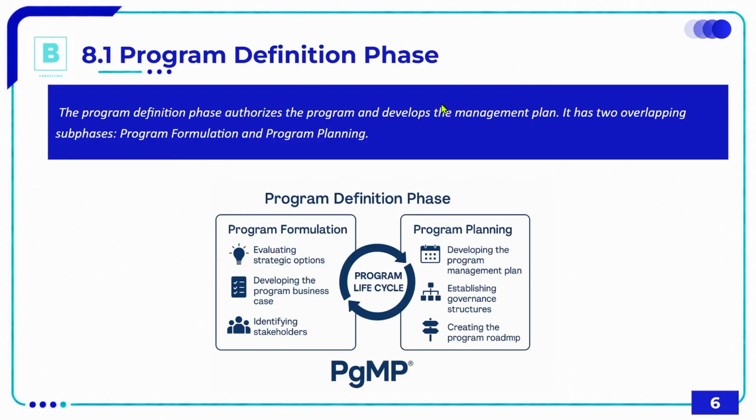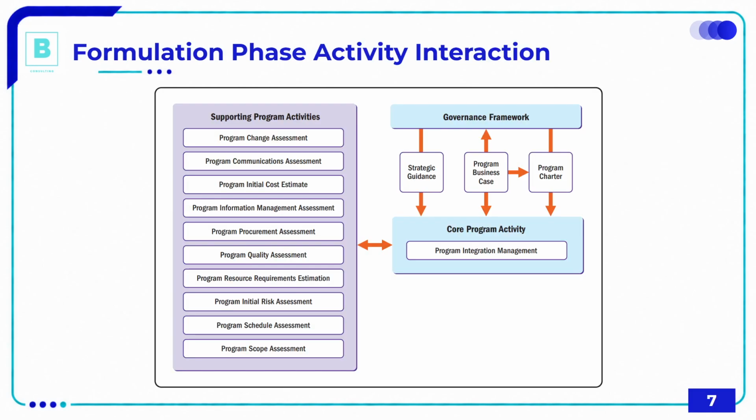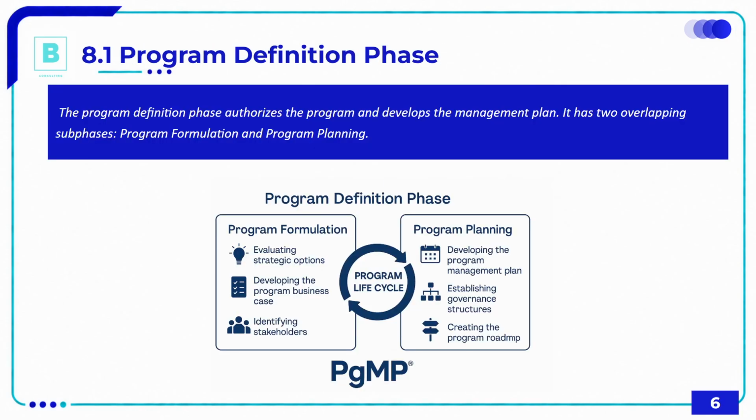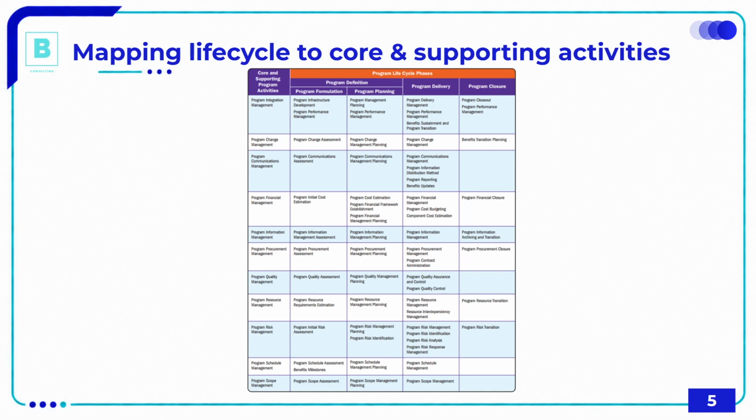Then we deep dived into the program definition. We explained again the key activities in the formulation phase when starting a program: the business case, the program charter, and the official process for kicking off a program. Then we covered the sub-phase of planning: planning for the costs, communications, changes, financials, information, procurement, quality, resources, risk, schedule, and scope, all of that planning as seen in the mapping table.